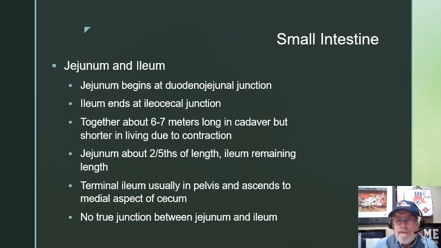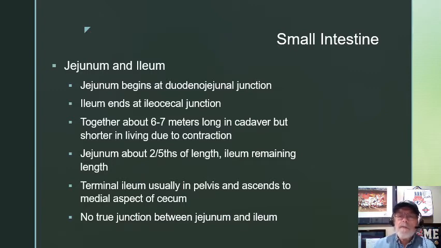The jejunum is about the first 2/5 of the length remaining after the duodenum. The ileum's the rest, but who really cares? I don't care if it's 2/5. I don't care if it's 3/6. You can't tell the difference between the one and the other. There's no line of demarcation that says this is jejunum and this is ileum. You're now passing the jejunum and into the ileum. It's nothing like that. Okay.